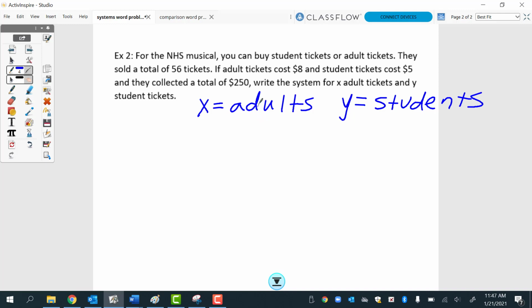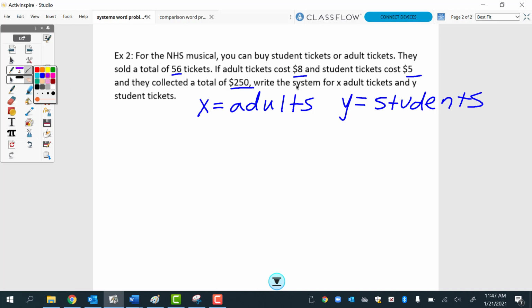In this question, I have 4 different numbers. I see a 56, $8, $5, and $250. A good rule is that all the dollar amounts should be in the same equation, because 3 of these numbers are dollars and 1 of them is not. So we're going to make sure that the dollar amounts are all in the same equation.